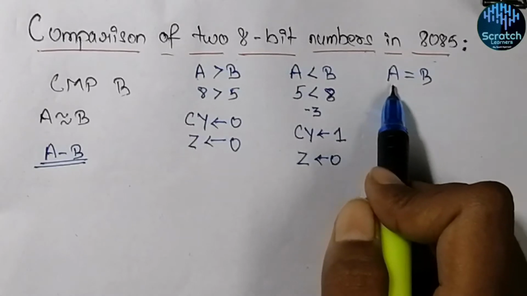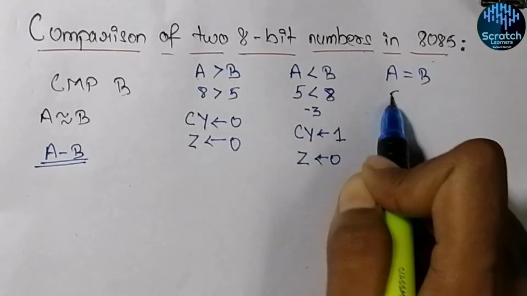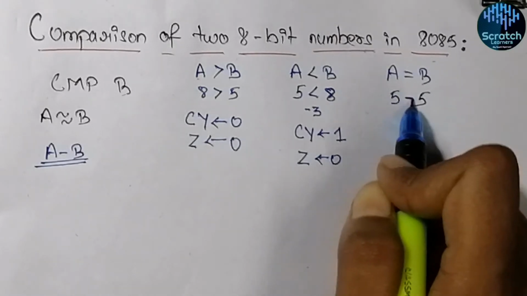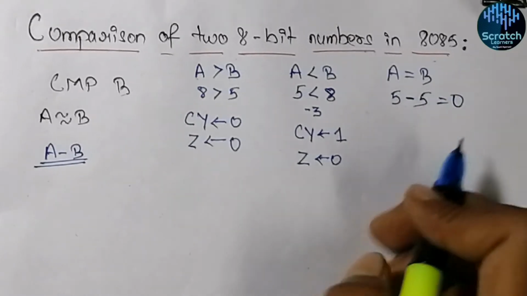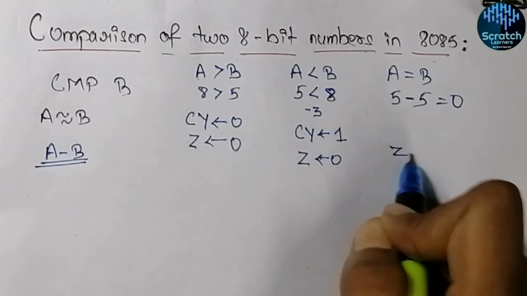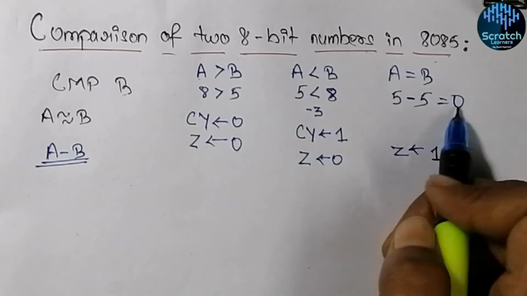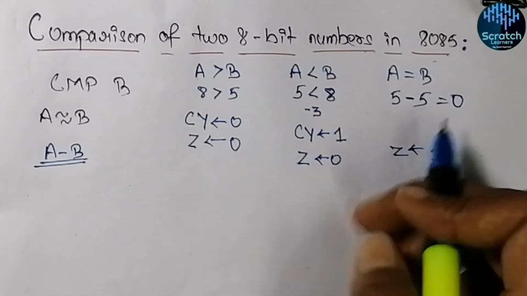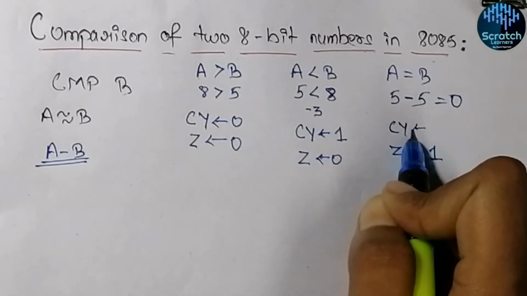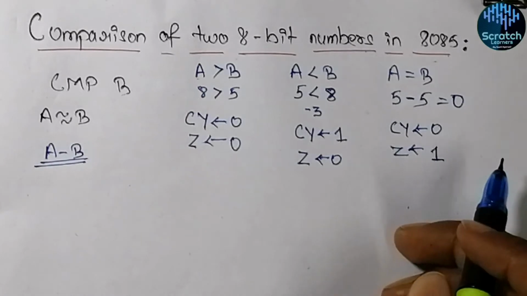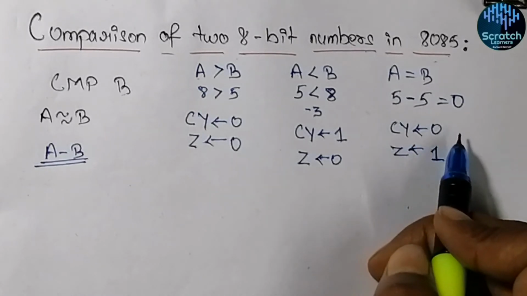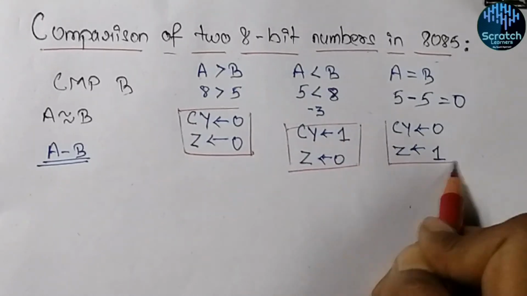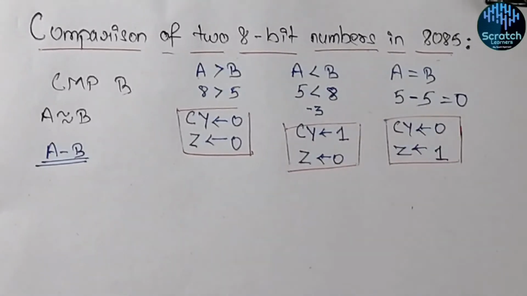Now in the third case, when both the numbers are equal, that means 5 and 5, while subtracting them it will give us a 0. So in this case the zero flag will be 1 as we are getting 0 while comparing the data, and the carry flag will be 0 as there is no carry generation here. So the carry and the zero flag are affected in this way.